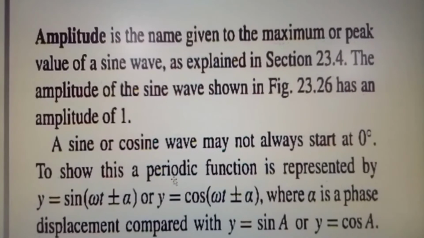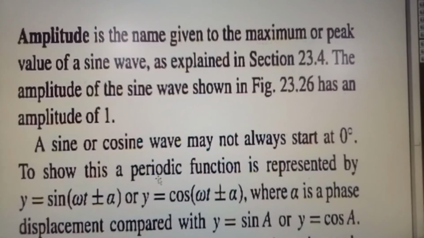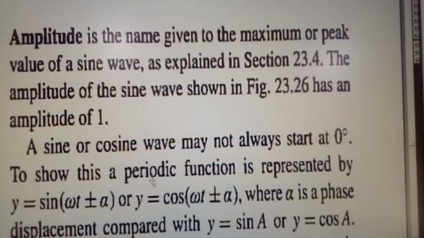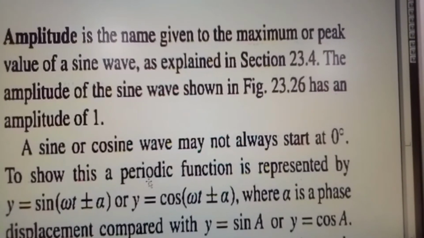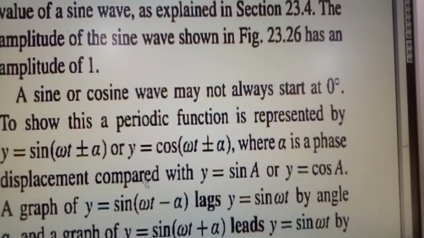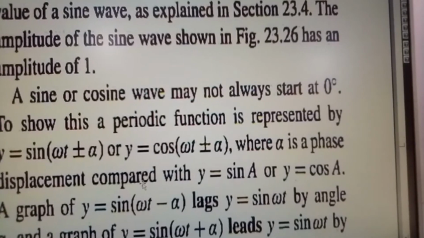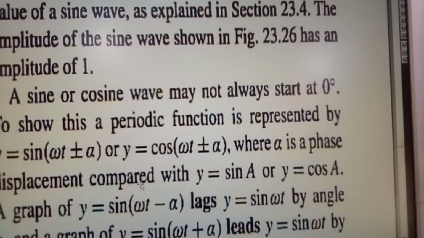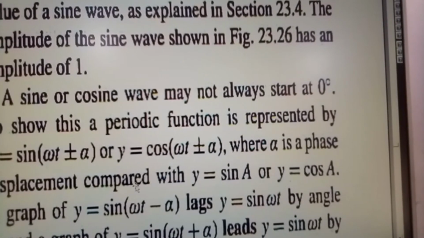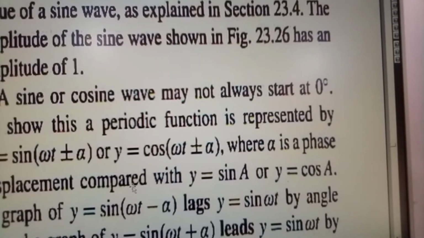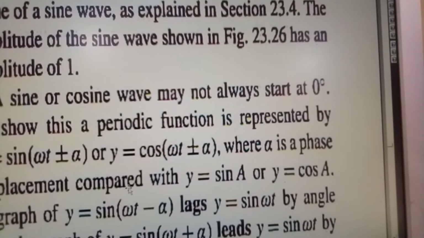Now, amplitude is a name given to the maximum or peak value of a sine wave, as explained in section 23.4. The sine wave shown in figure 23.26 has an amplitude of 1. A sine or cosine wave may not always start at 0. To show this, a periodic function is represented by y equals sine omega t plus or minus delta, where delta is a phase displacement.